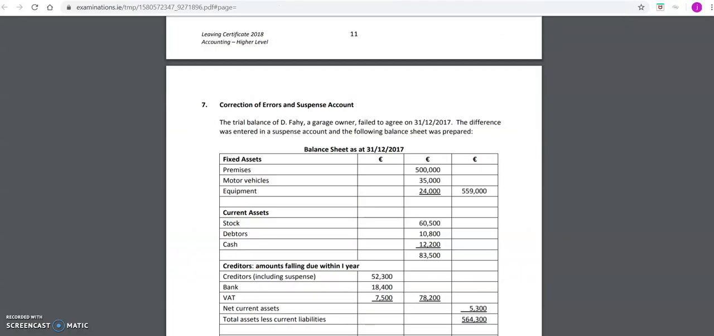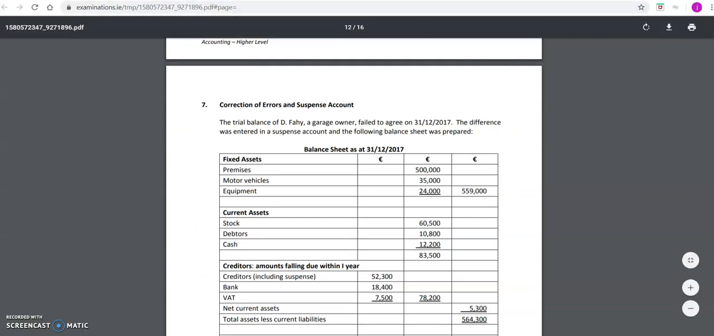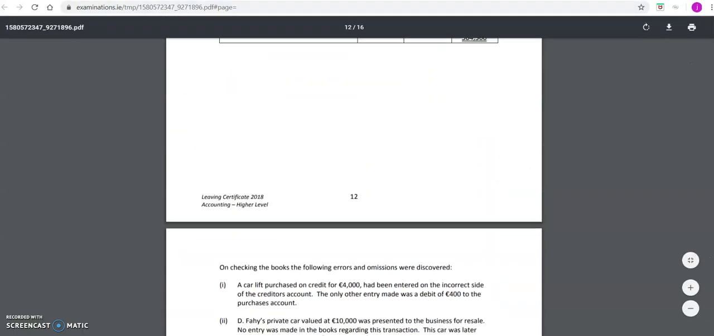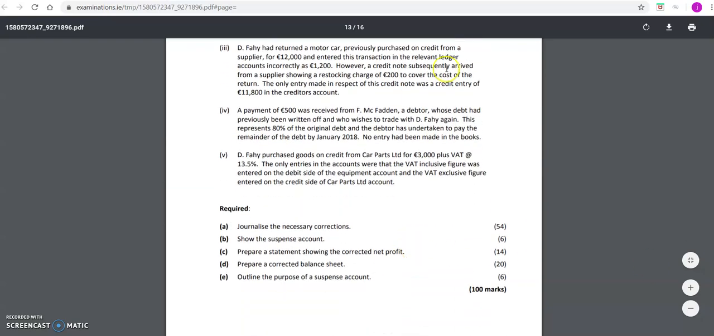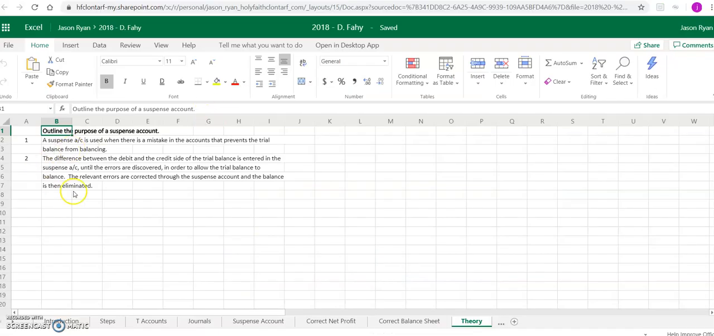Your theory then for this one is outline the purpose of the suspense account, and there's two purposes. So if any mistake in the accounts prevents the trial balance from balancing, you stick in the suspense account. The difference between the debit and the credit side of the trial balance is entered in the suspense account until the errors are discovered.